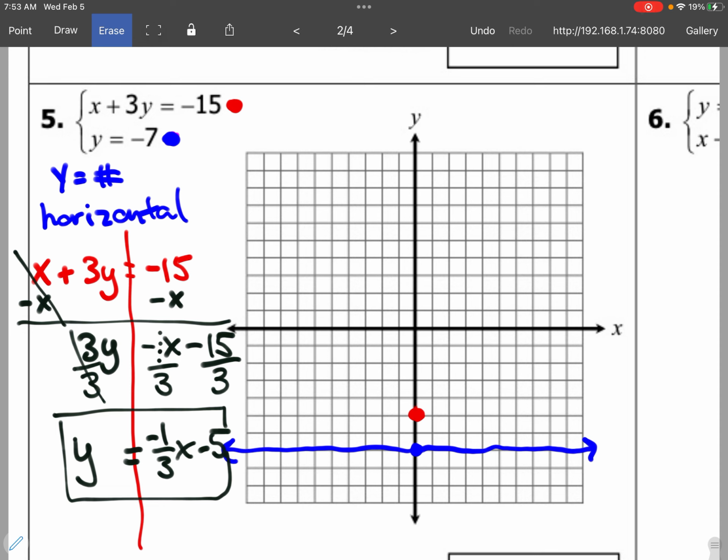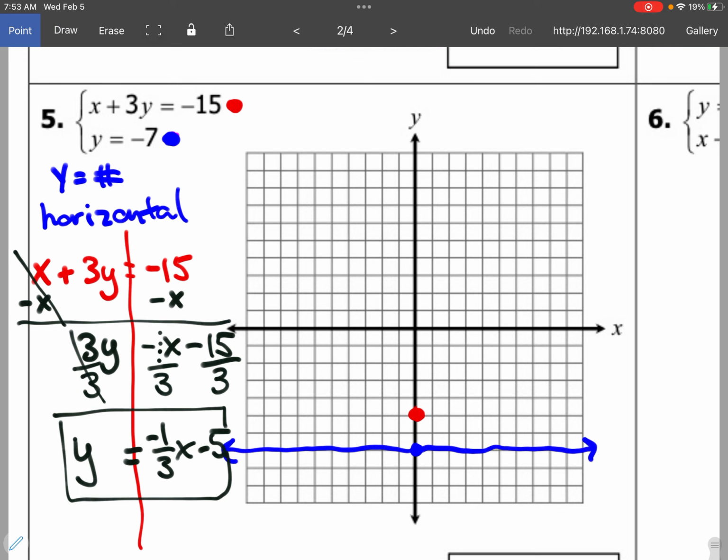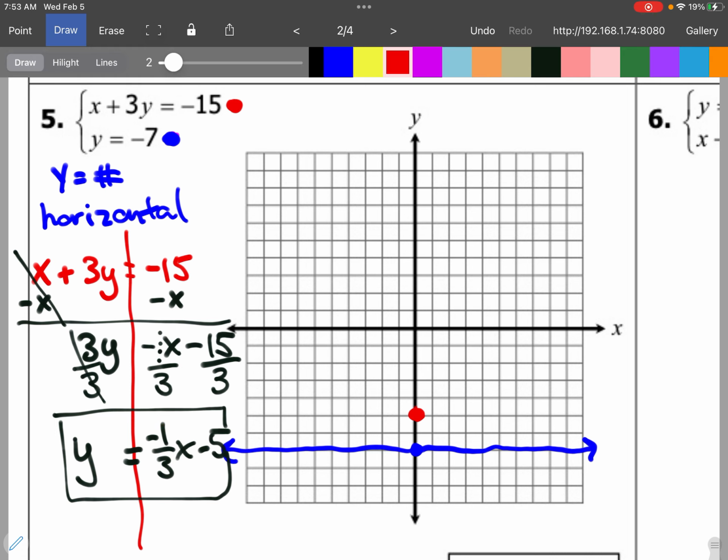Put my point at -5, and my movement from this point is going to be right here, down 1 to the right 3. So down 1 to the right 3 would be right here. 1, 1, 2, 3. Just like that. Down 1 to the right 3. Just like that.